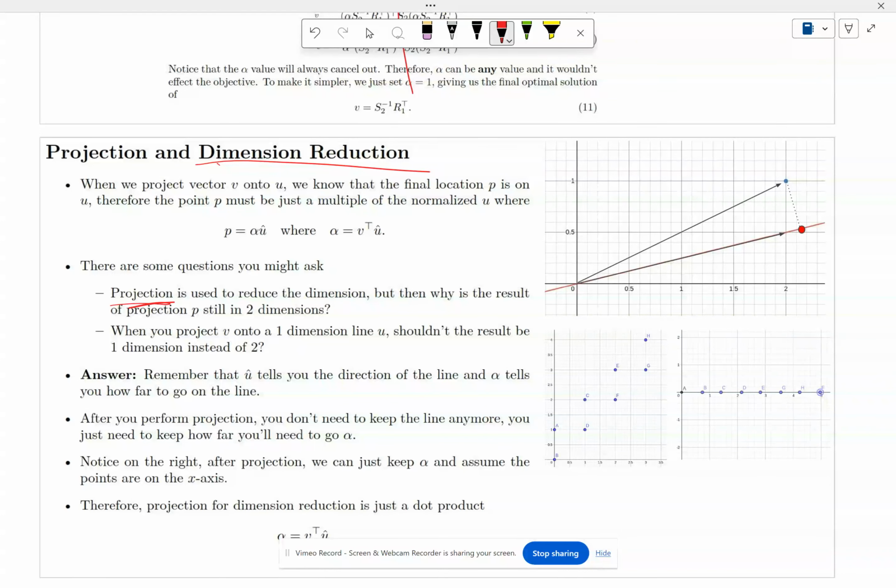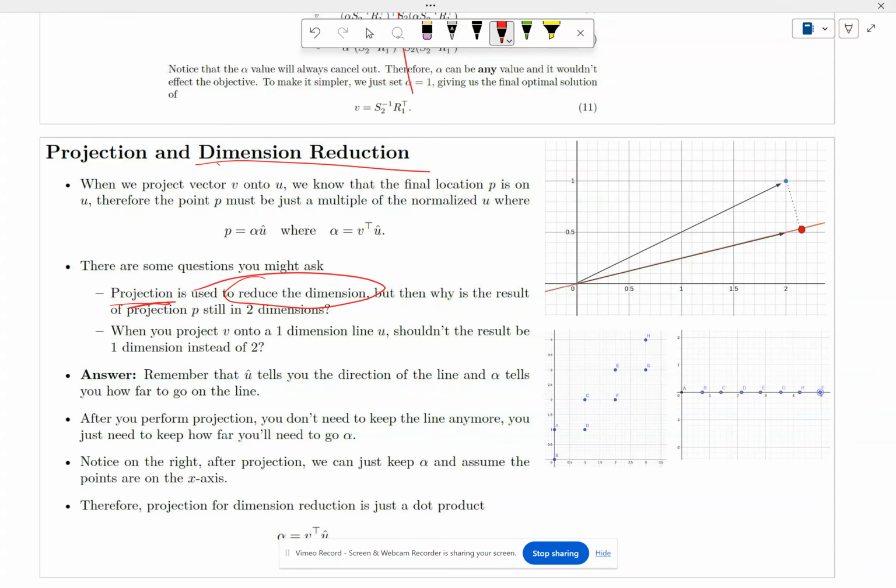Well, projection, remember from PCA, is used to reduce the dimension, right? So we're trying to reduce the dimension. But notice, why is the result of projection P still in 2 dimensions? This point is still in 2 dimensions, right? So that doesn't make sense. Also, when you project V onto 1 dimension, line U, shouldn't the result just be in 1 dimension instead of 2? So those are valid questions that we haven't really addressed in this class yet.